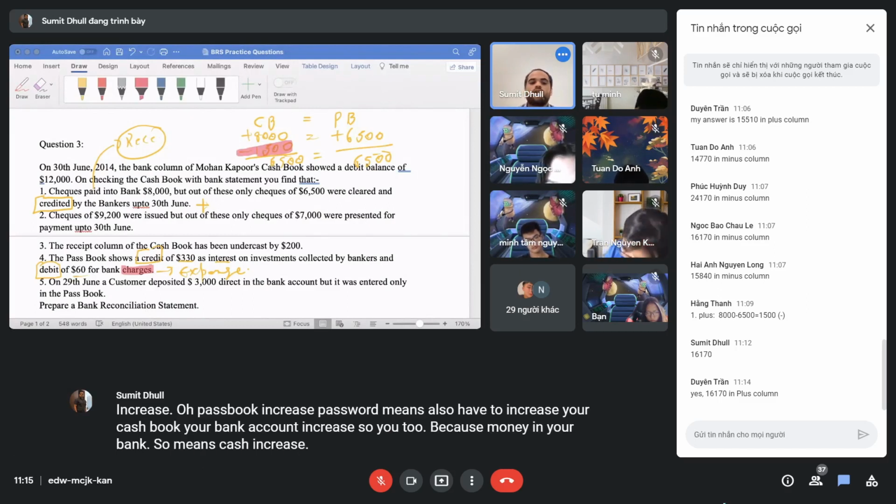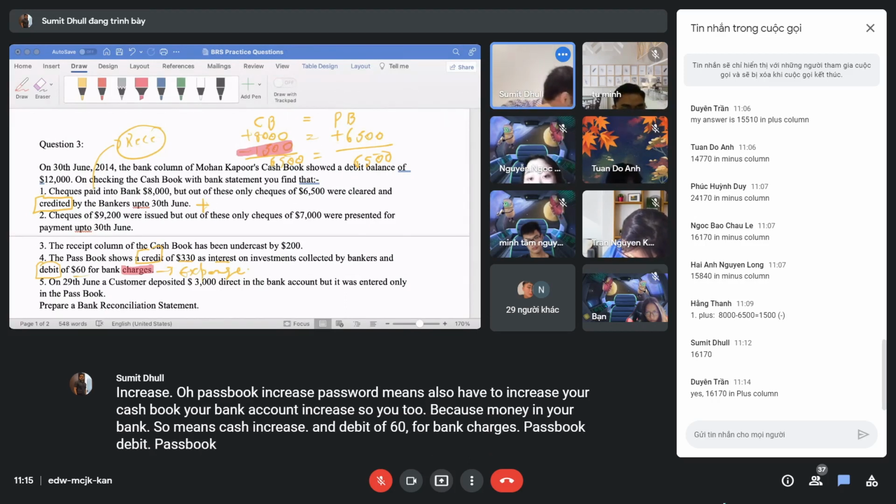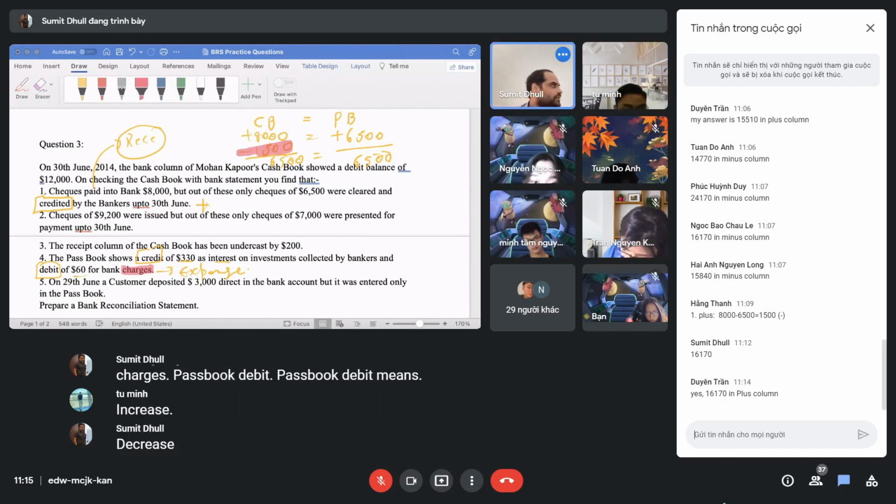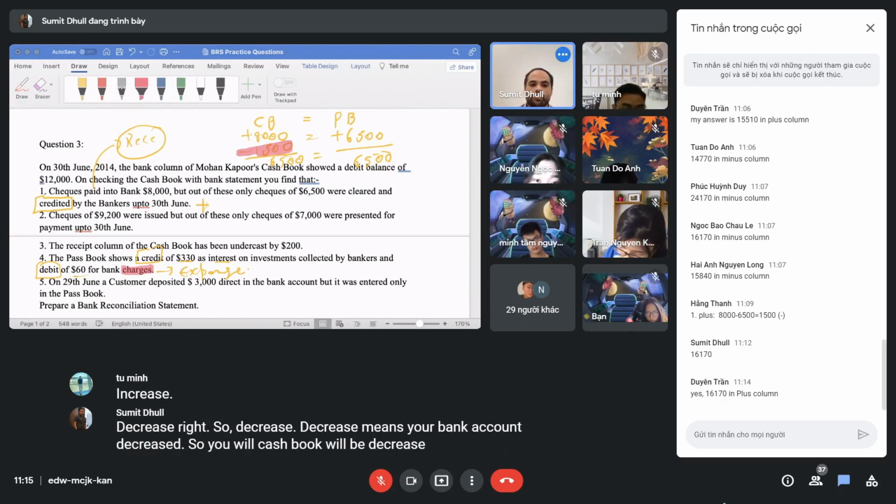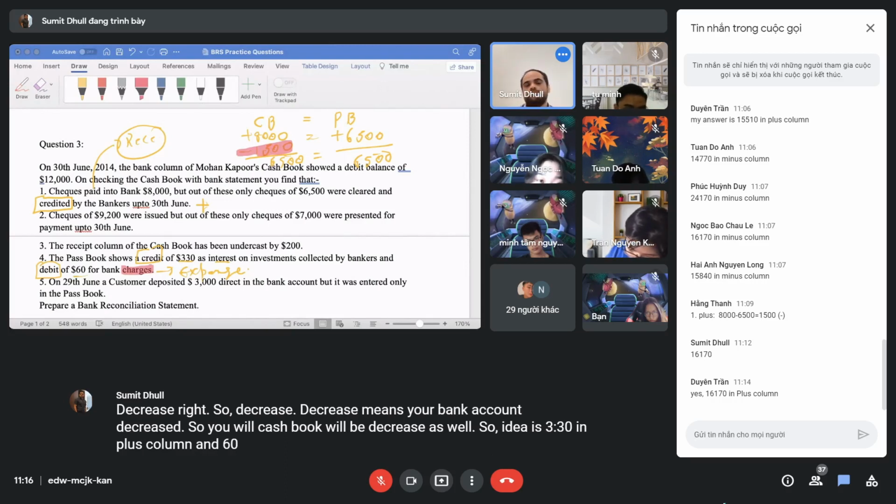And debit of 60 for bank charges. Passbook debit means decrease, right? So decrease. Decrease means your bank account decreases. So your cash book will decrease as well. So the idea is 330 in the plus column and 60 in the minus column. I got it. Thank you.